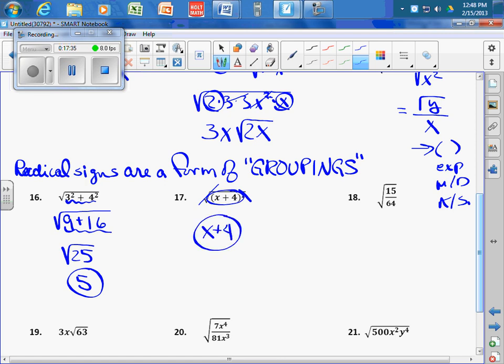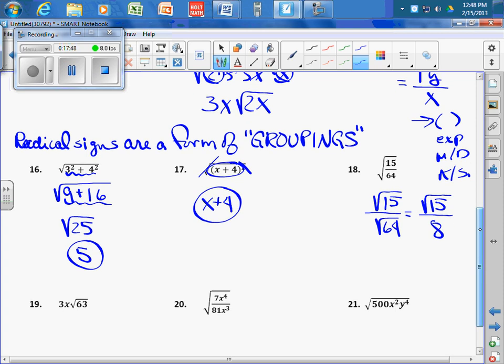In number 18, try to reduce 15 over 16. It cannot be done, so you break it up into its two parts. Radical 15 over radical 64. We have radical 15 in the numerator, 8 in the denominator.